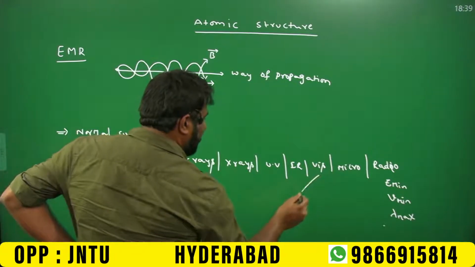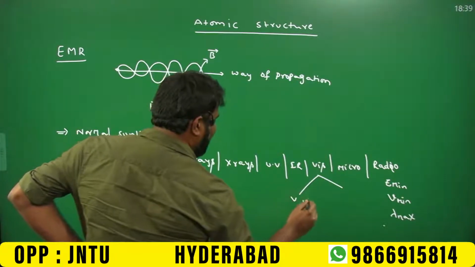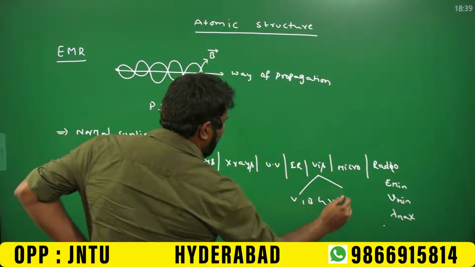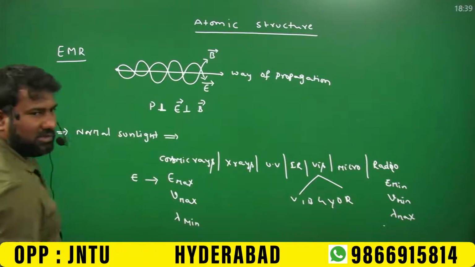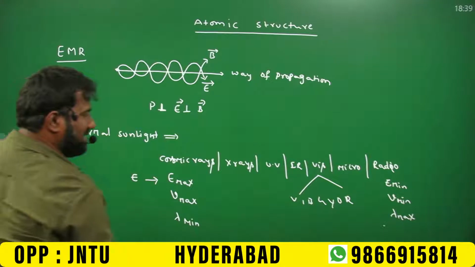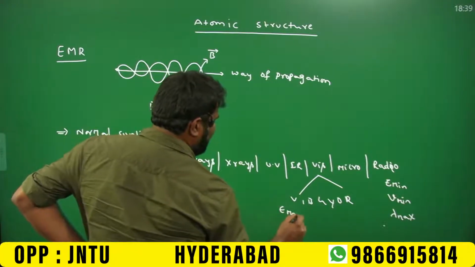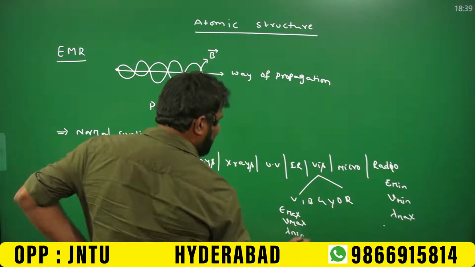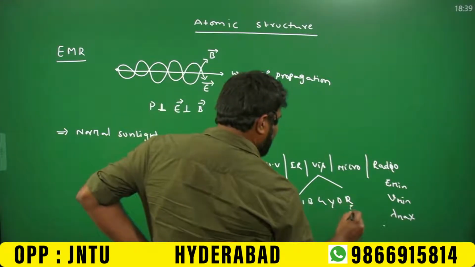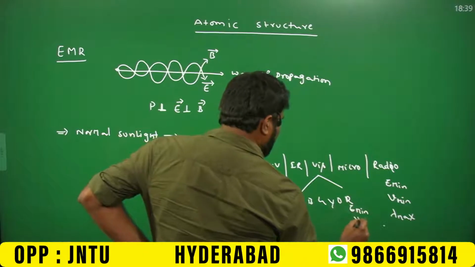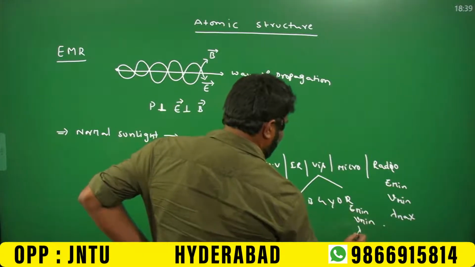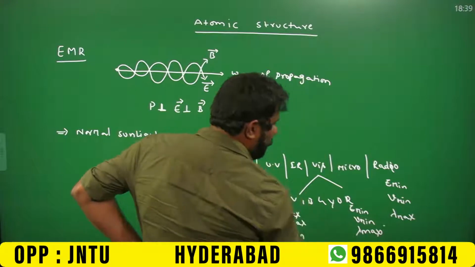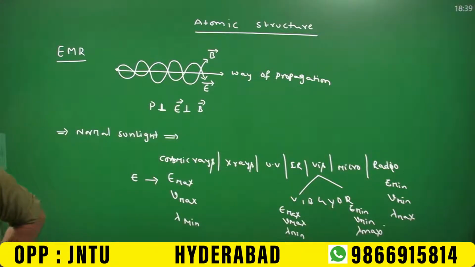While coming to the visible light, we can find VIBGYOR. The violet is the energy maximum, nu maximum, lambda minimum. The red has E minimum, nu minimum, and finally lambda maximum. That is why to represent danger signals we use red color, because from a long distance you can find red easily.